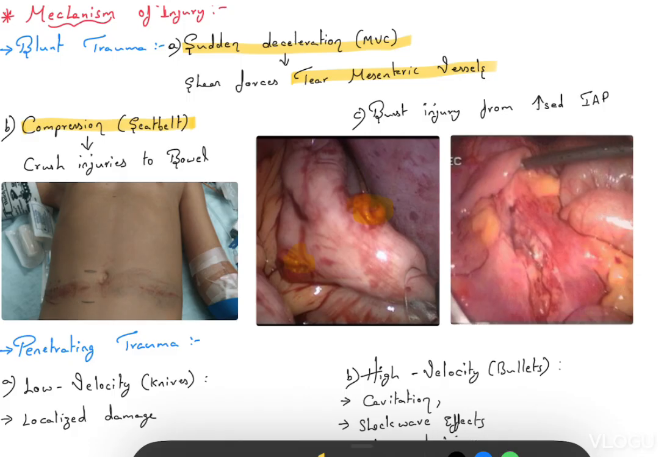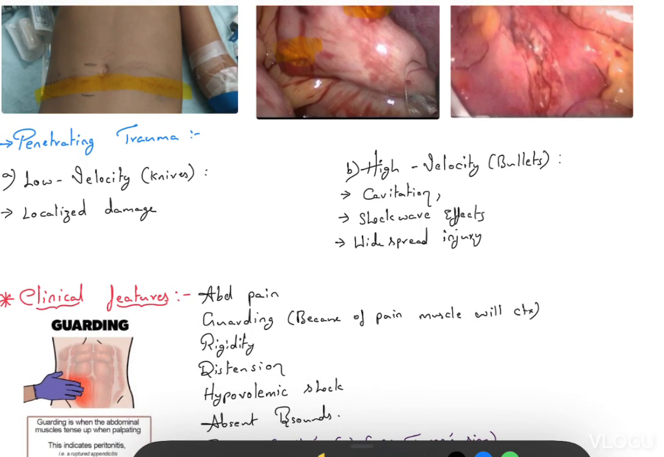The second mechanism is compression, because of the seat belt. You can see this type of seat belt sign. Because of seat belt compression the patient gets a crush injury, and the bowel gets damaged. Next we can see burst injury from increased intra-abdominal pressure, where the mesentery gets injured. You can see this type of structure while doing surgery.